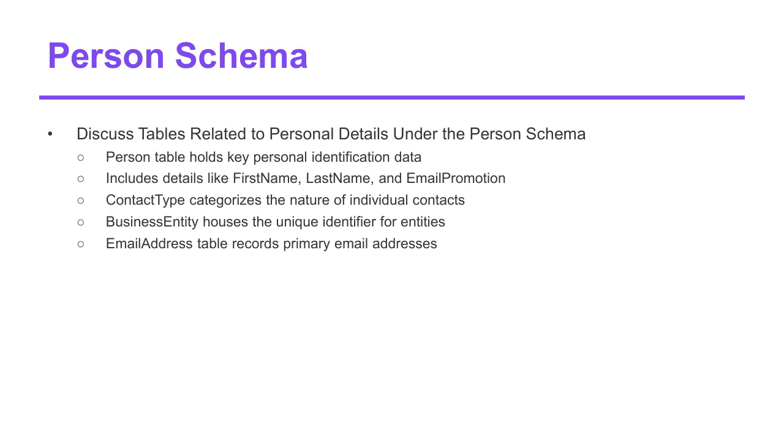The business entity table is important because it assigns a unique identifier to each individual or organization entity within the database, ensuring consistency across related tables. Finally, the email address table keeps track of primary email addresses assigned to people, which is critical for communication and verification processes. Understanding these tables and their relationships is crucial when designing tests to validate personal data accuracy and integrity in the system.